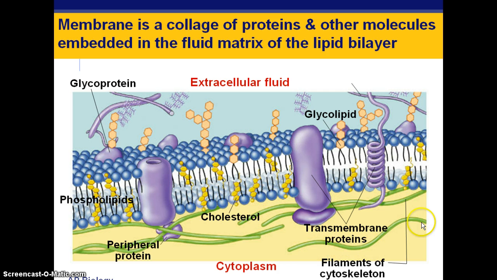Inside we have these green wormy looking structures. Those are called filaments of the cytoskeleton, and they give the cell its overall structure on the interior side of the membrane. Then we also have glycolipids, which we'll discuss a little bit later in the presentation.